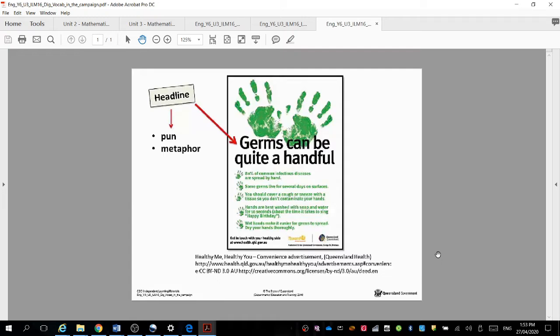So what highly modal words can we see? Actually, can you notice that they don't always use words with high modality? Look at the headline, for example: "Germs can be quite a handful." They are only medium modality words. It would have more certainty if they had said, "germs are a major handful."